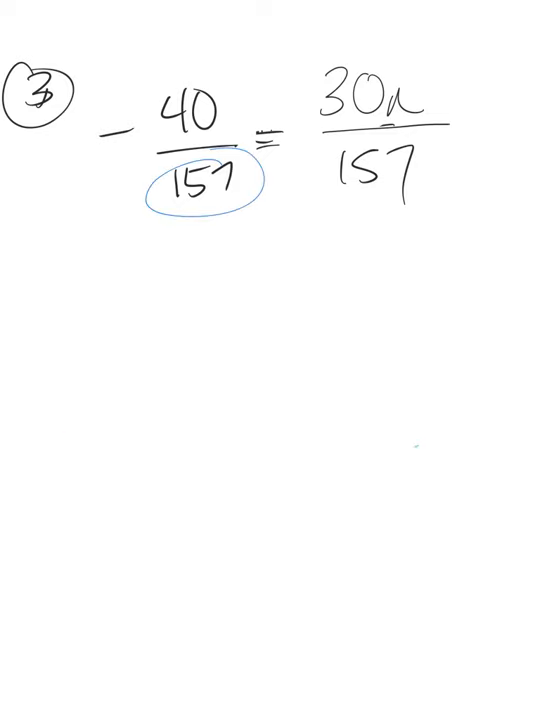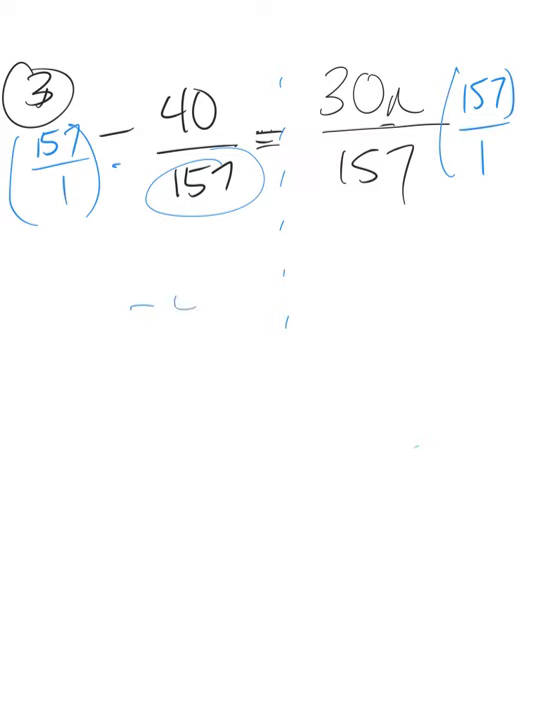This is the denominator, right? If I multiply this piece by 157 on that side, I have to multiply this side also by 157, because whatever you do to one side of the equation, you have to do to the other. Now you could take the time to do 157 times negative 40 and then divide by 157, but you're still going to end up with negative 40. If you don't trust me, you can multiply these two things.